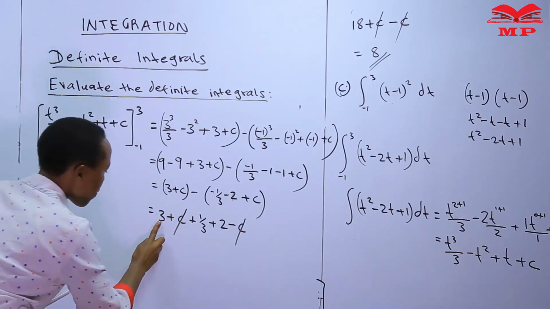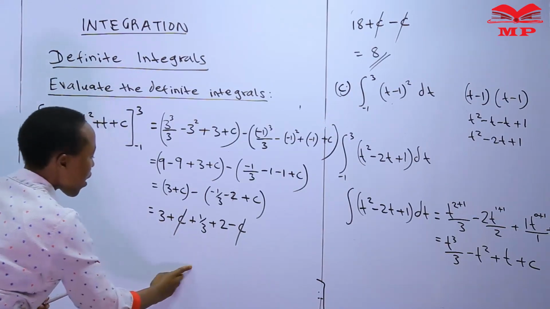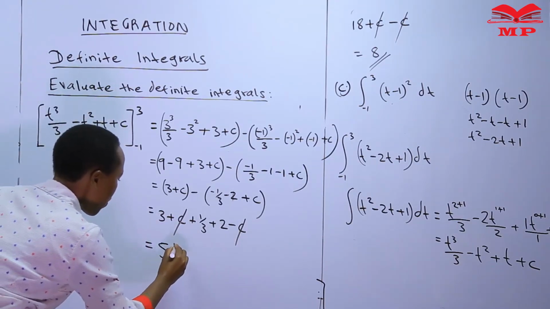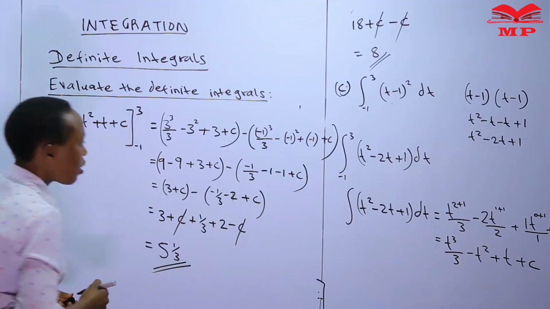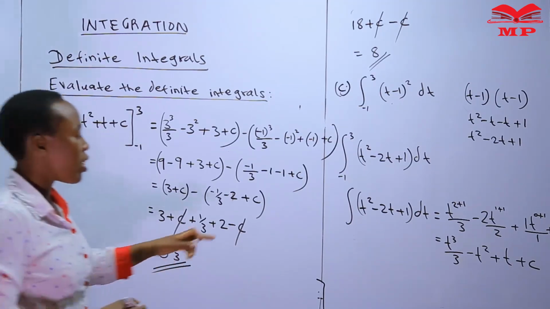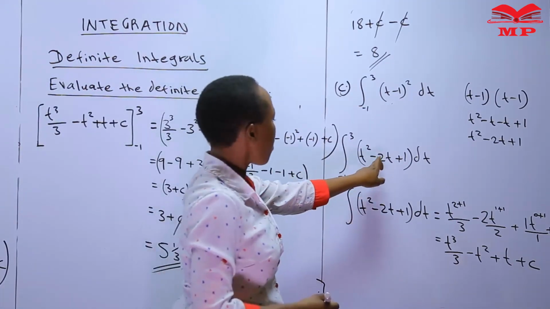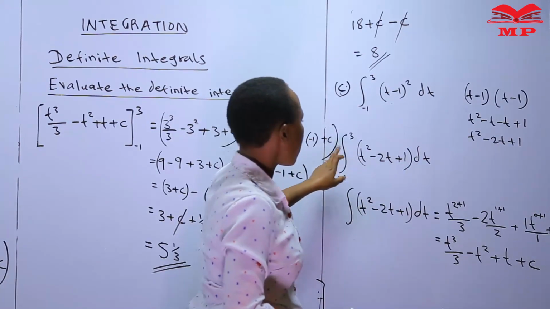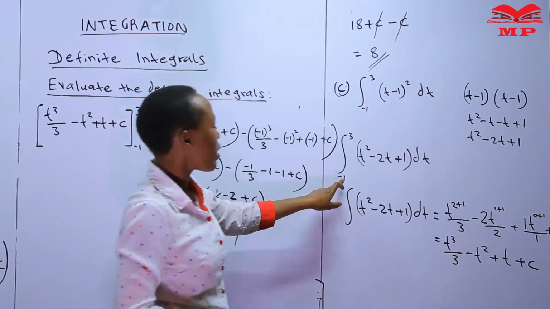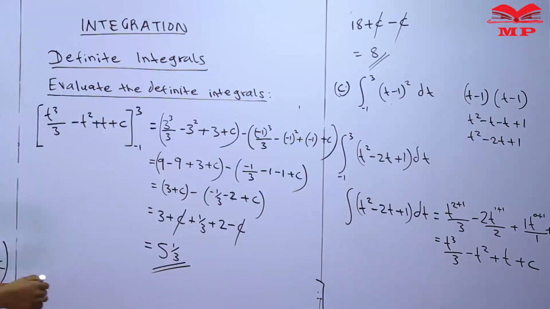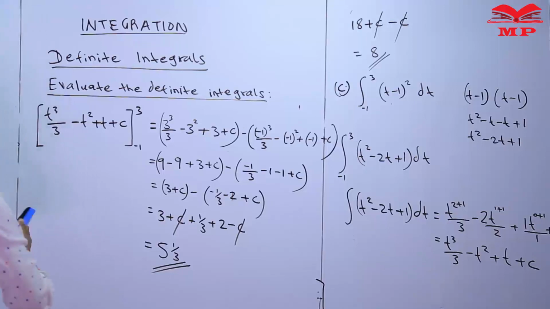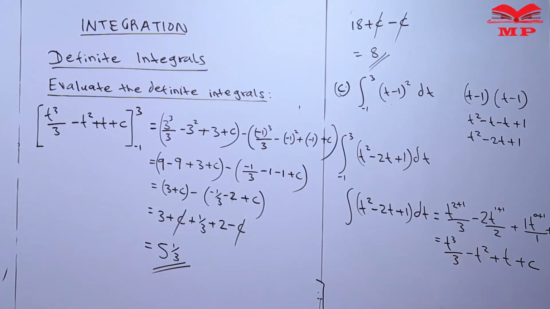And finally, we have 3 plus 2, that is 5, 5 and a third. And therefore, our answer will be 5 and a third. And therefore, we'll have solved this t squared minus 2t plus 1 with respect to t, and from the limits -1 to 3. Finally, the last example, number D, we can have the following.